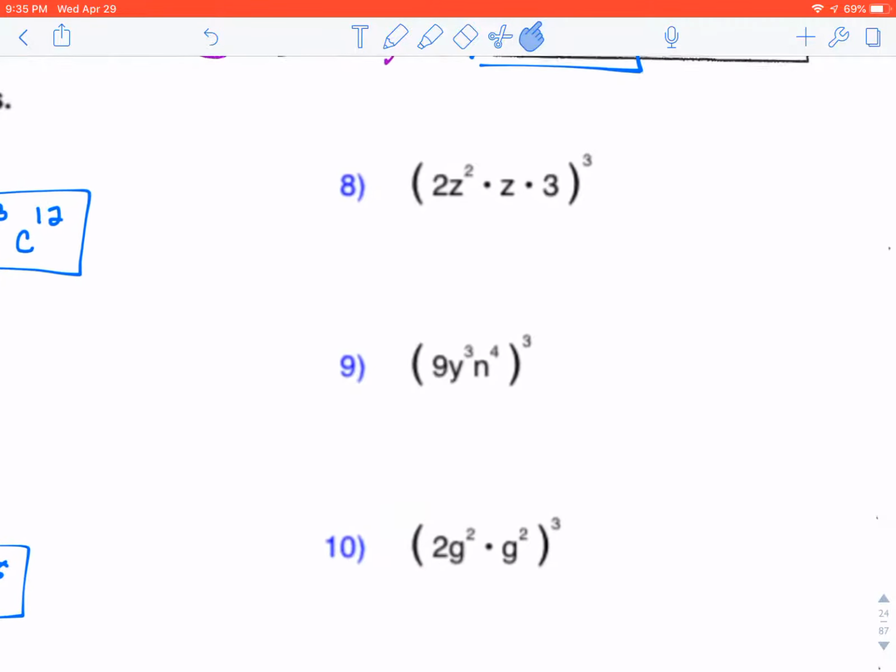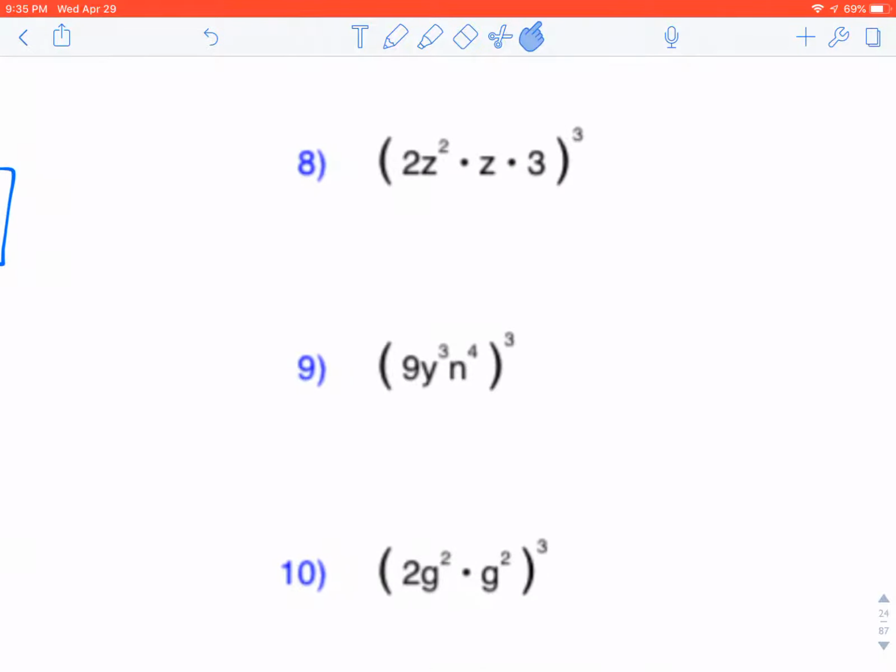Okay, so let's look at the first few, and I think you guys should be okay. The assignment for this week, or one of them, looks very similar to this. Okay, so number 8, put 1s above all the terms that you don't see an exponent on.